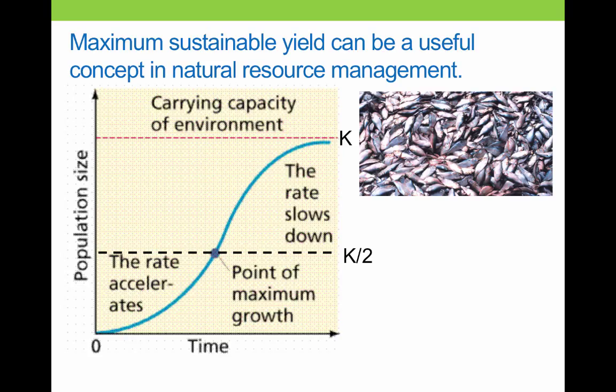At a population size of K over 2, there are enough individuals that finding a mate isn't a problem, but not too many that overcrowding and competition is a huge problem. This is called the maximal sustainable yield.